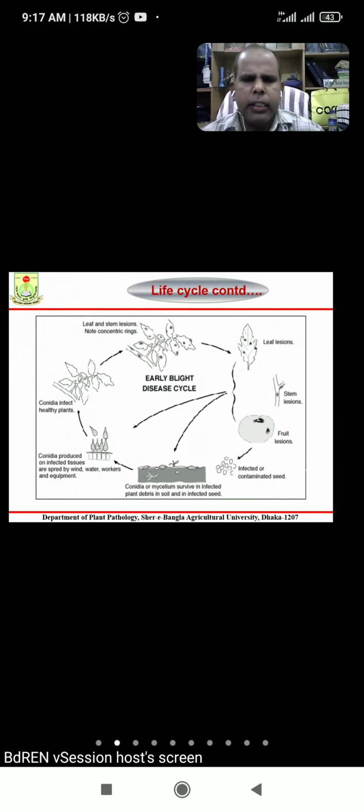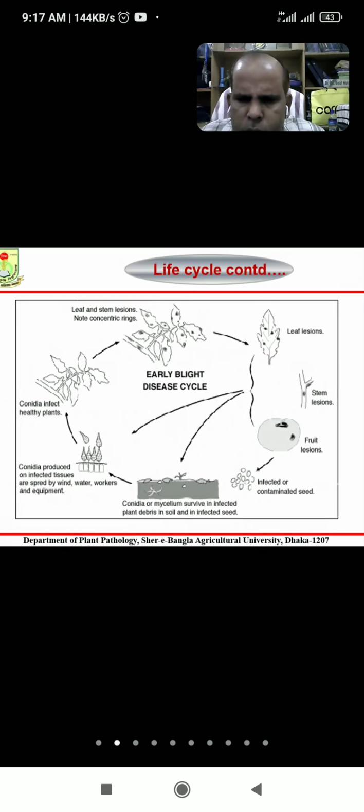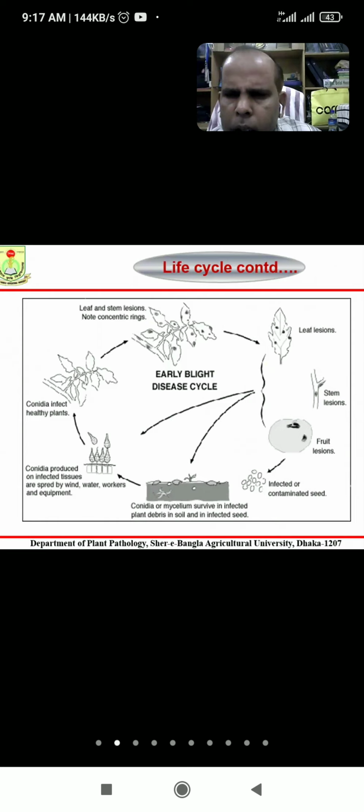Here is the disease cycle of this pathogen. As we noted, it is associated with infected plant debris or infected seed as well. For example, in the case of tomato, it can also be associated with the seed. So the conidia and mycelium survive in the infected plant debris, in the soil, and in infected seed as well. This is the primary source of infection.